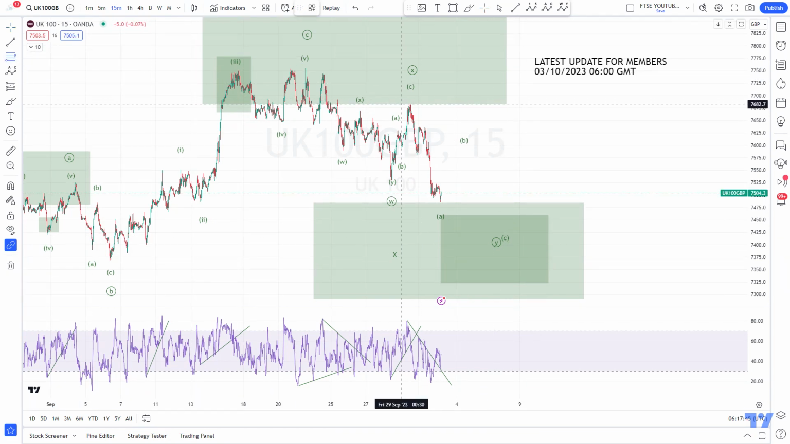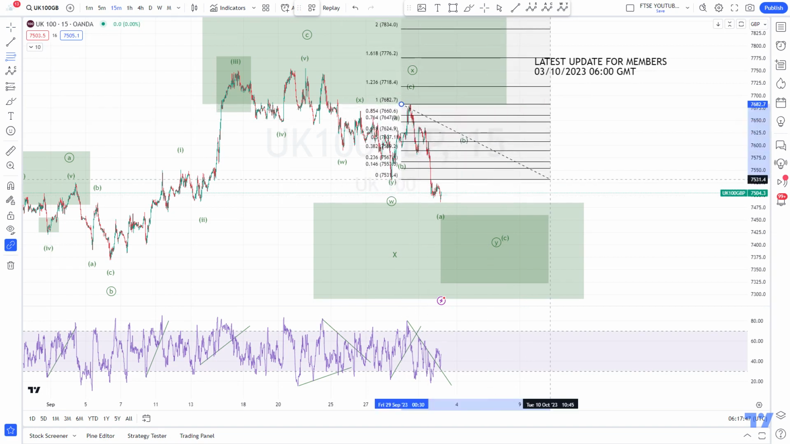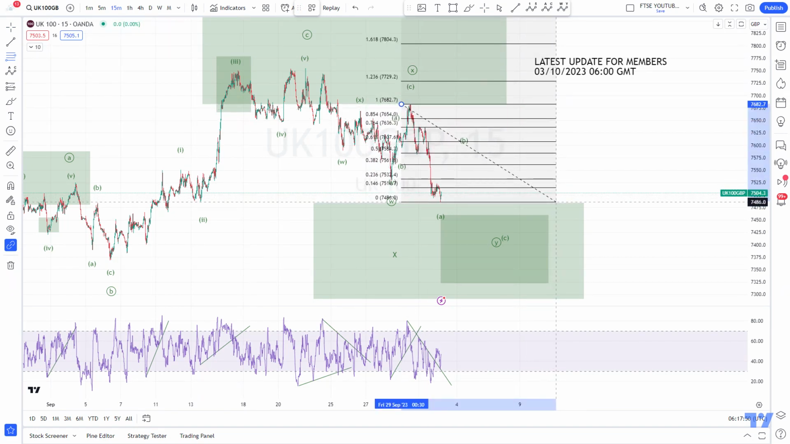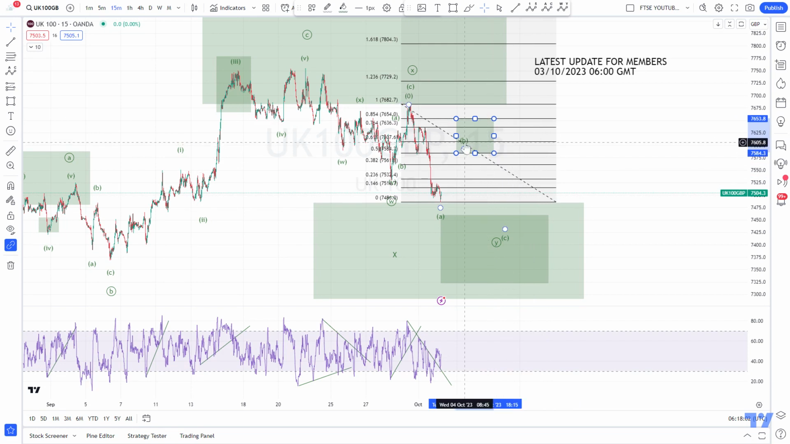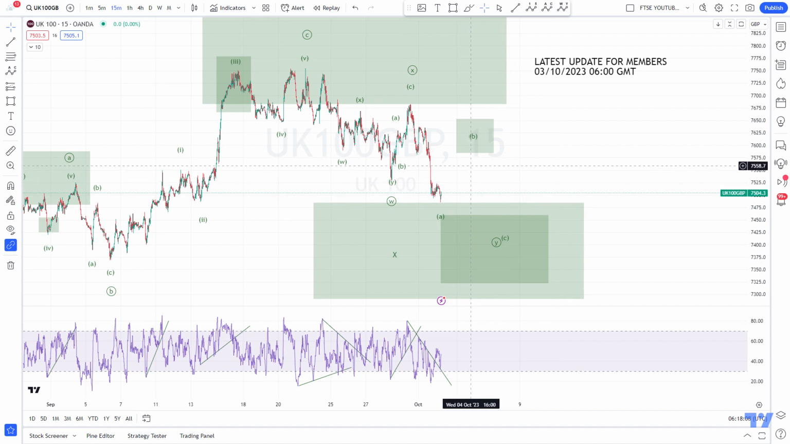So now, okay, this is micro counting, but I would expect now that we go back into this area here between the 0.5 and the 0.854 FIB retracement. And then from here we can get another push down here, another wave C into this area. That would be my main expectation.